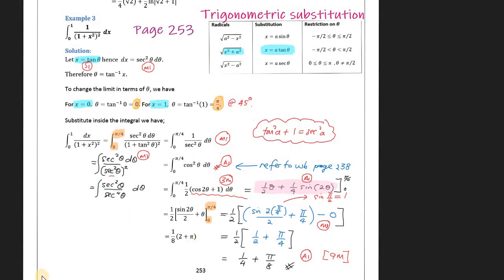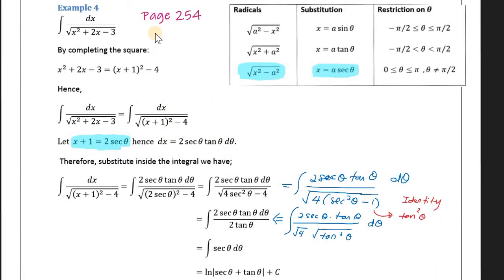Alright, let's look at the last example. So let's discuss this question given in our workbook, page 254. We have a radical. You are only able to use the Trigo substitution provided that you are able to change this into the form of x square minus a square. And hence by Trigo substitution we set x, in this case our x is x plus 1, equivalent to a, which is 2, secant theta.